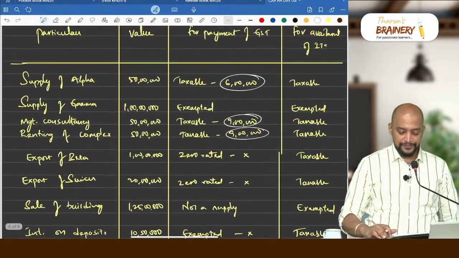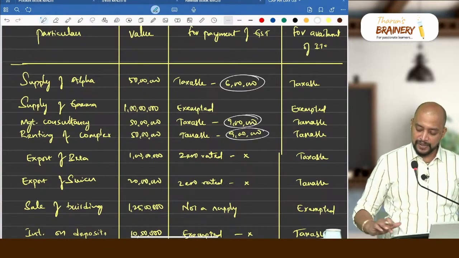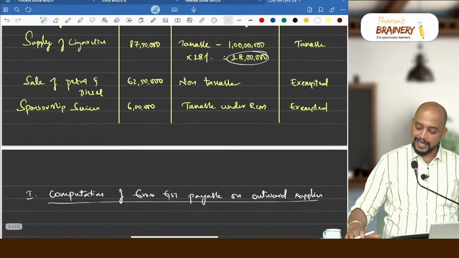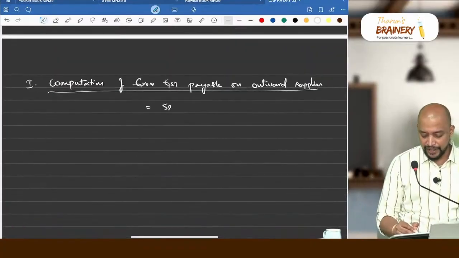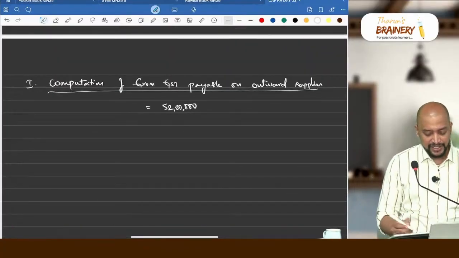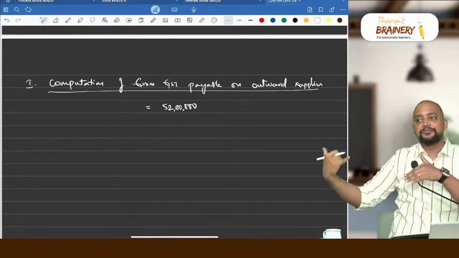So how much? 6 lakhs plus 9 lakhs plus 9 lakhs plus 28 lakhs will come to 52 lakhs. We already did the computation with the help of the working note. So once you prepare the working note, this step will become easy.